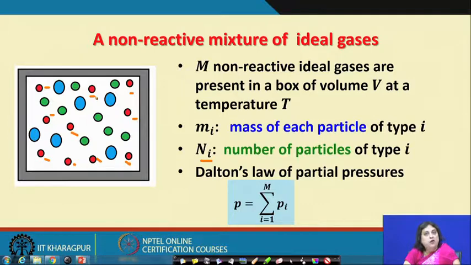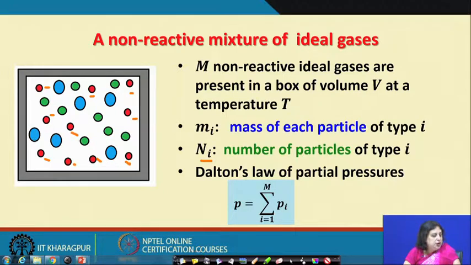molecules of type 1, that is the red molecule. Therefore, in my case N1 is equal to 10. Similarly, you can count 1, 2, 3, 4, 5, 6, N3, that is for the blue molecule, it is equal to 6, and so on and so forth.